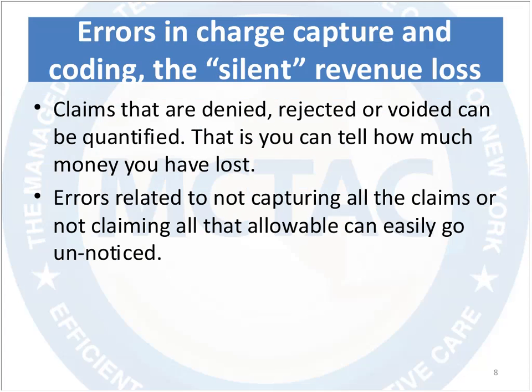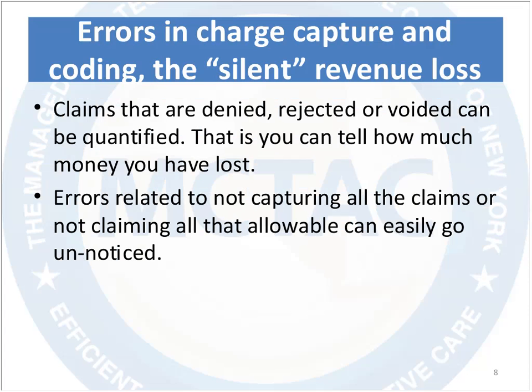I sort of think about these errors that are related to charge capture and coding. I call them silent revenue losses. Because when you think about it, if you put a claim together and you submit it and it gets denied or rejected or you have to void it, you can quantify that. You know why it was denied, you know why it was rejected, you know how many, you may know the dollar value related to that. So you're able to capture, quantify, and analyze loss related to those kinds of errors or inefficiencies in your system.